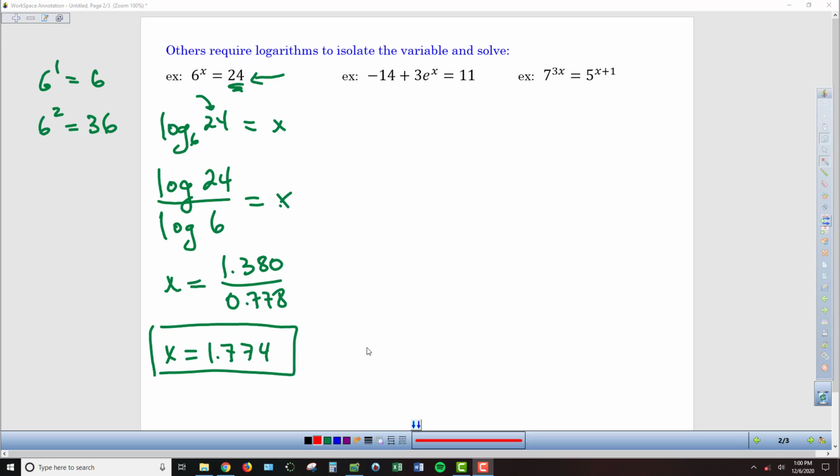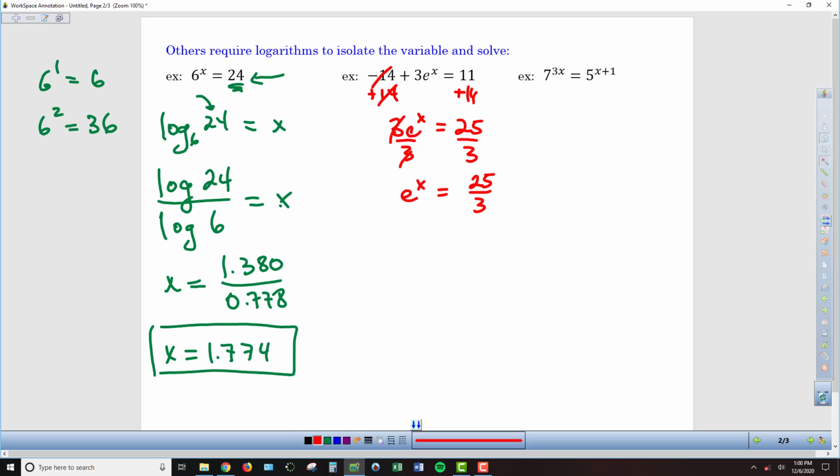In our second example, before we can rewrite it in log form, we're going to need to isolate the exponential. So the first thing I'm going to do is add 14 to both sides. So I get 3e to the x equals 25. And then I still need to divide by 3 to completely isolate my exponential. So I get e to the x equals, I'll just leave it as 25 thirds.